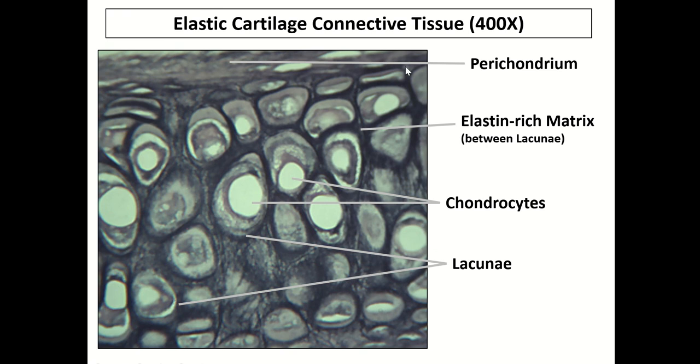So if we zoom in, you can see the perichondrium here at the very top. You'd find it on all sides there of the elastic cartilage. And then here is a lacuna with a chondrocyte within it. And then, of course, the space between neighboring lacunae, that would be your matrix. Pretty densely packed elastin fibers right there between the lacunae.